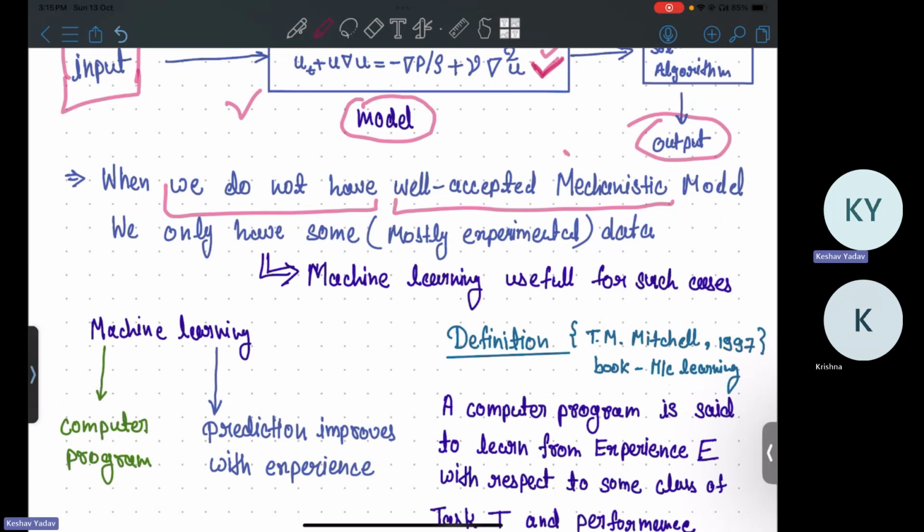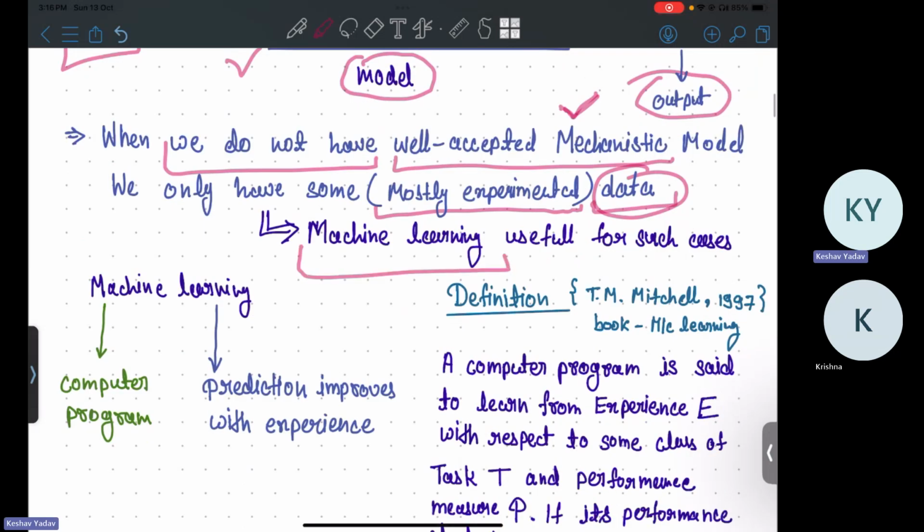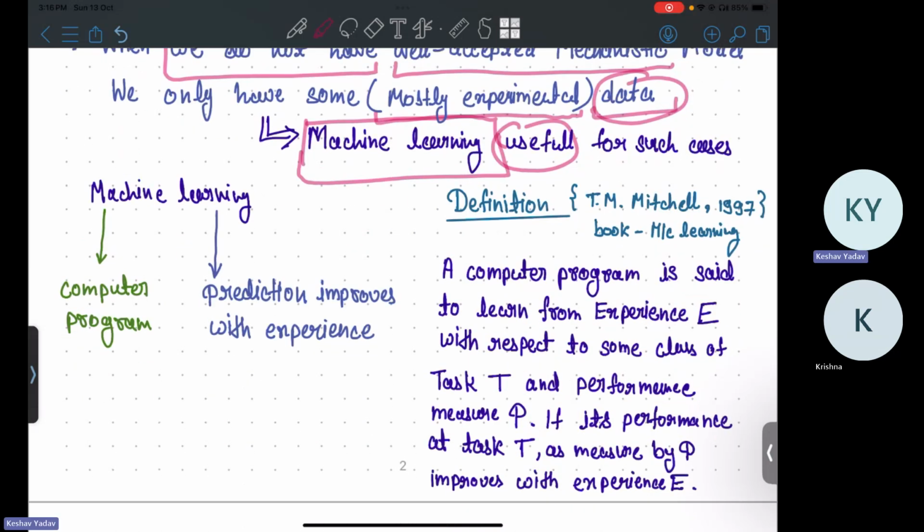When we do not have a mechanistic model, but we have the data, the data generally comes from experiments. So we only have the data, but we do not have the mechanistic model. It means we do not fully know the mechanism that is governing the problem. In such a scenario, machine learning can be an important tool, can be useful for such cases. So what do we mean by machine learning?